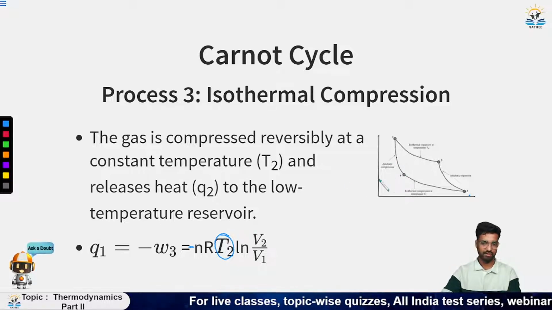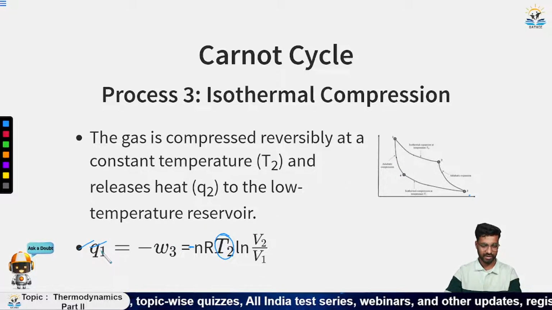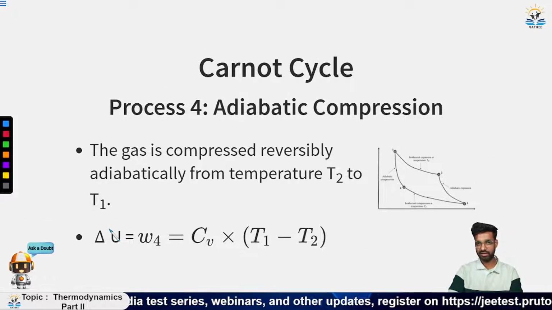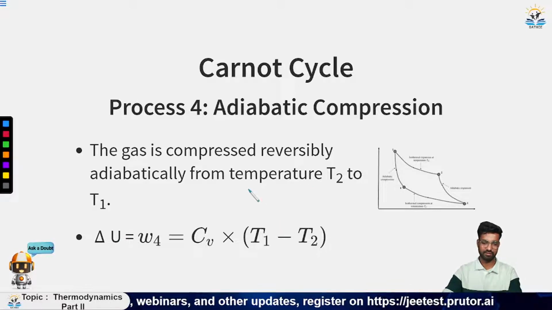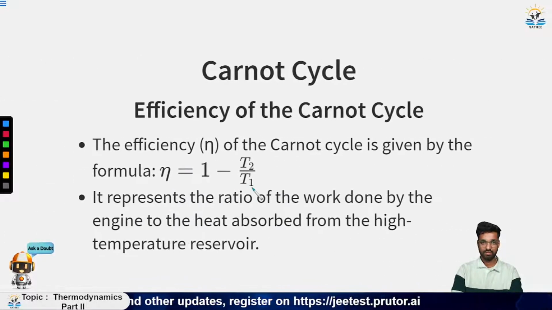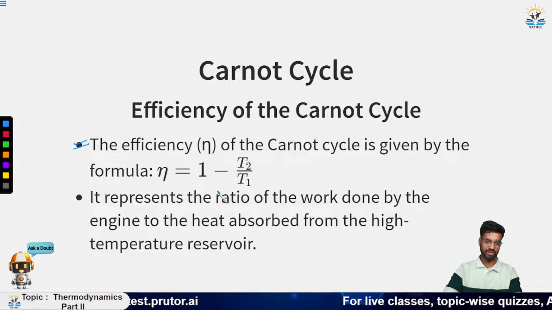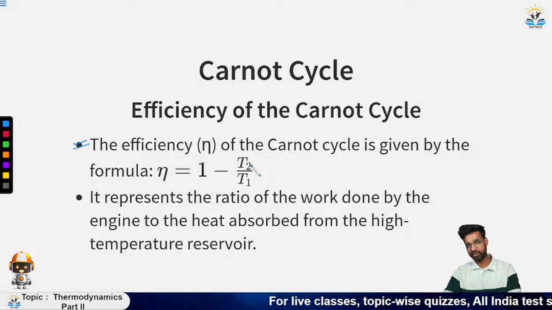So this is the diagram for it, and this is the equation. Similarly, we will write this equation again. Again for the work done, it will be Cv (T2 minus T1). Now this is the formula for efficiency. So what is efficiency? Efficiency, eta, is equal to 1 minus T2 by T1.